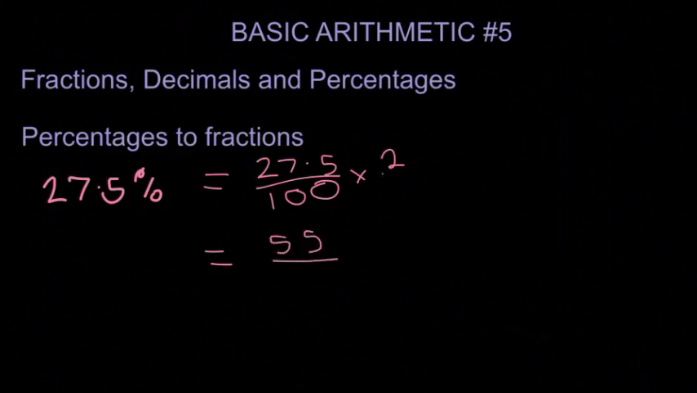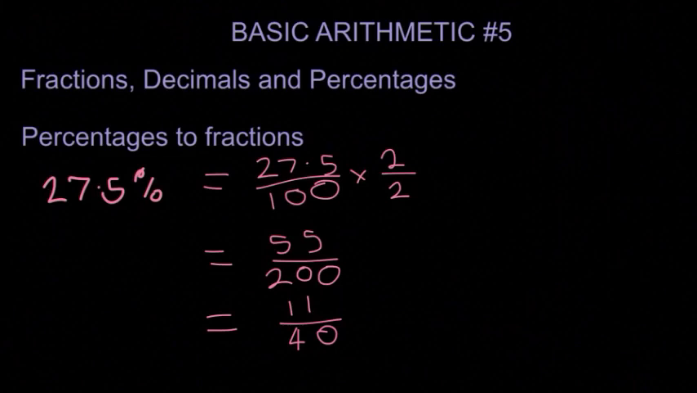But whatever I've done to the numerator of the fraction, I also have to do to the denominator of the fraction. I multiply the denominator by 2 and I get 200. Now what we want to do is simplify that fraction, 55 over 200. 5 will go into both 55 and 200, and we'll find that 5 goes into 55 11 times, and 5 goes into 200 40 times. So 27.5% as a fraction in its smallest terms is 11 over 40.